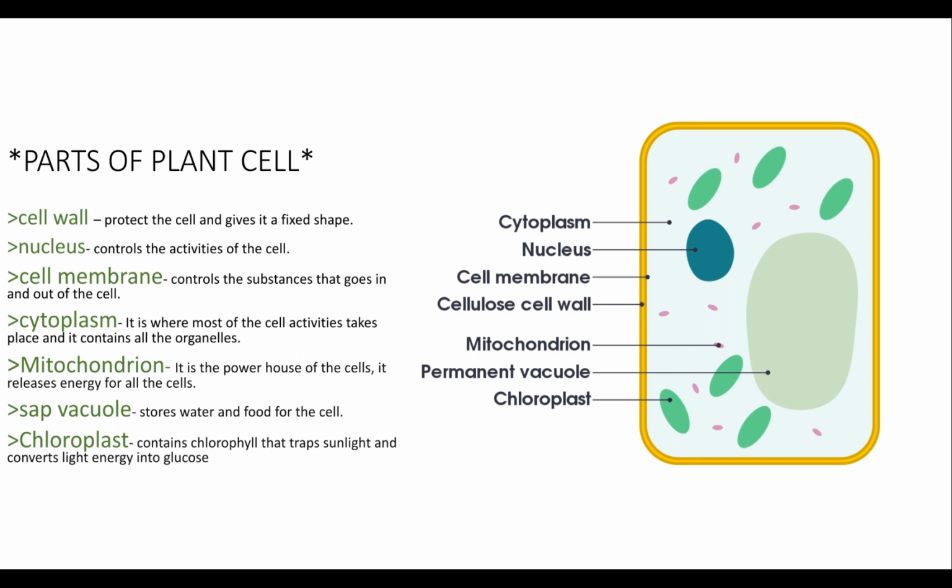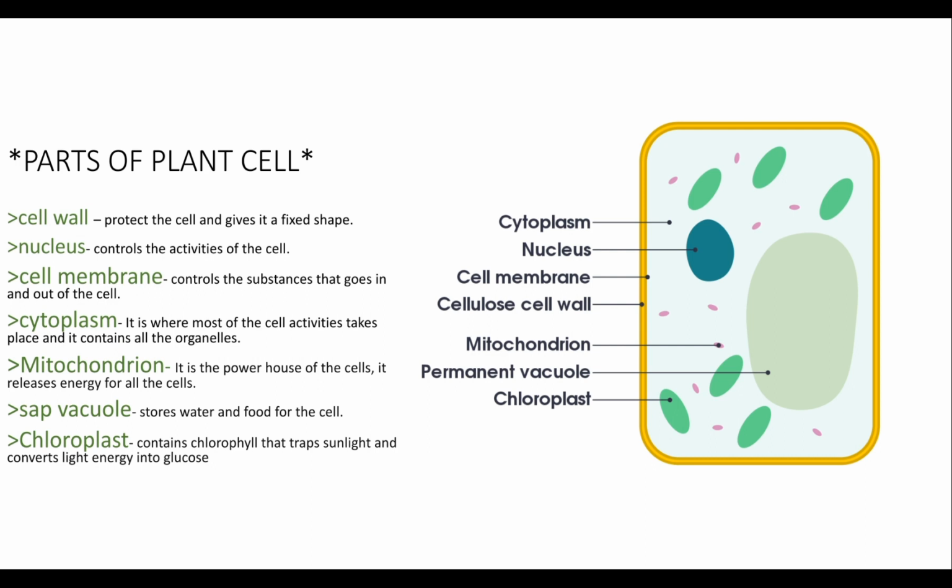Cell wall protects the cell and gives it a fixed shape. Nucleus controls the activities of the cell. Cell membrane, it controls the substances that go in and out of the cell. Cytoplasm, it is where most of the cell activities take place and it contains all the organelles. Mitochondrion, it is the powerhouse of the cells. It releases energy for all the cells.